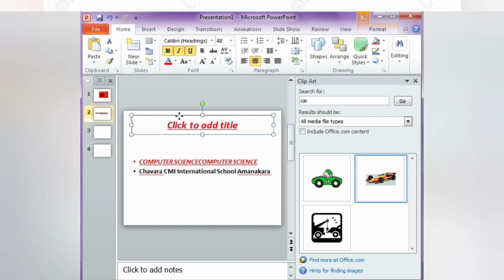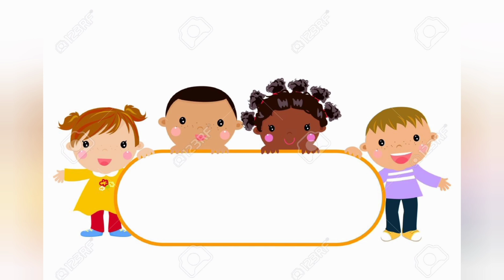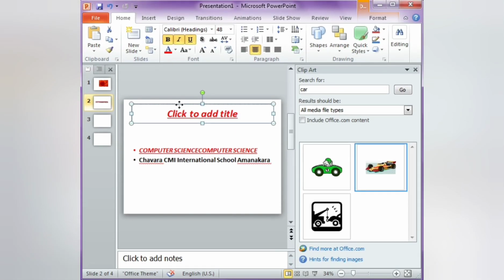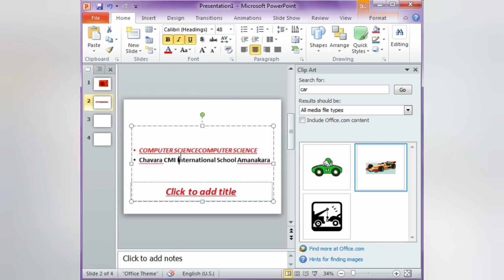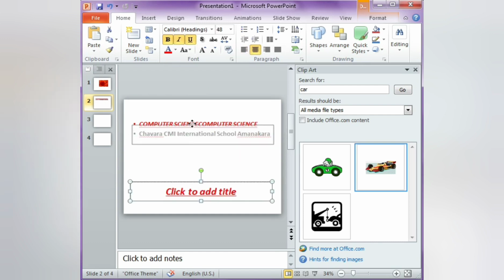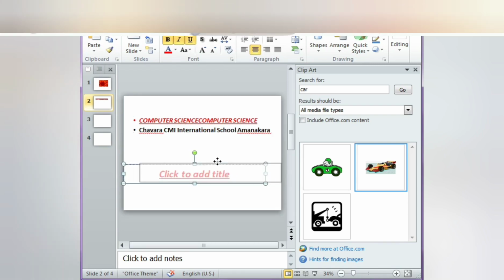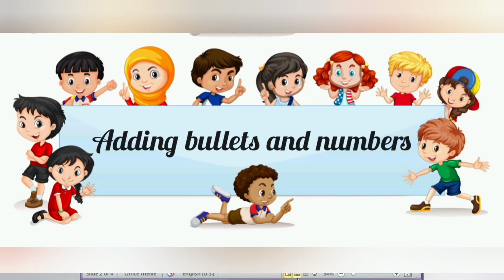Next topic is moving placeholders or text box. We can move the placeholders from one place to another. Same like that, we can move the text box also. Just check how to move it. See, click on the placeholder and drag the mouse pointer like this. Move it from one place to another. After clicking, the dotted lines are changed to solid lines. Then move it.